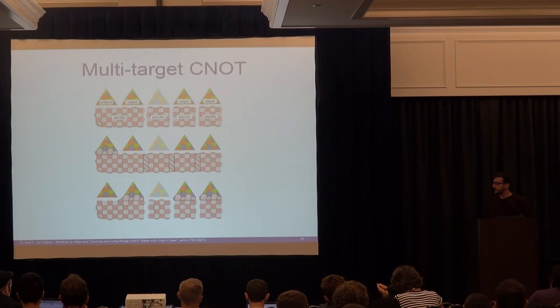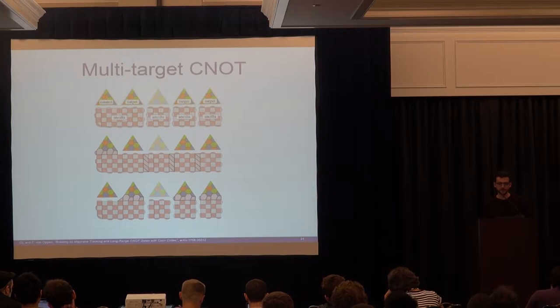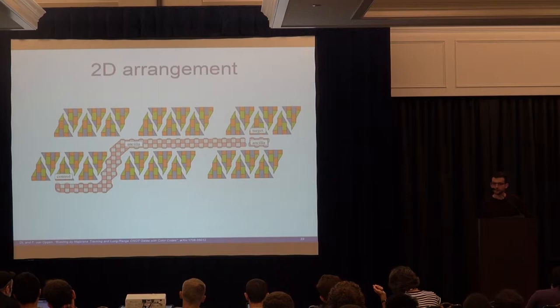You can also do that with multi-target C0s, with basically the same time overhead as single C0s, by initializing more ancillas. So you can measure many ZZ parities simultaneously, measure many XX parities simultaneously, and this is going to give you multi-target C0s between color code qubits. So this trick basically gives you a 2D lattice of color code qubits with long range connectivity.